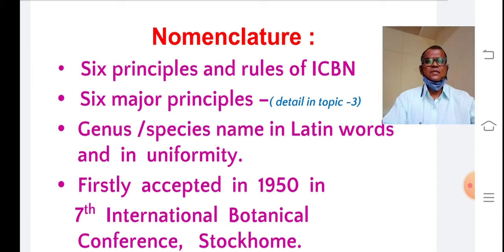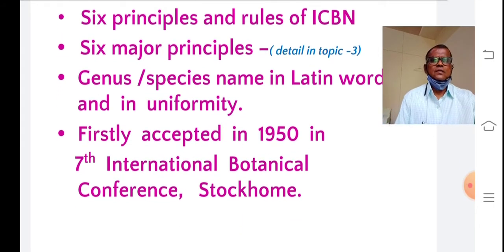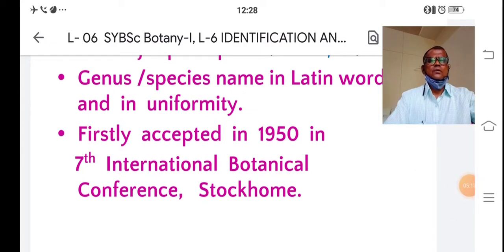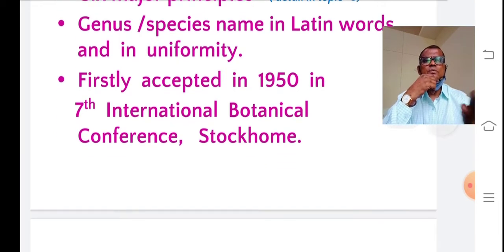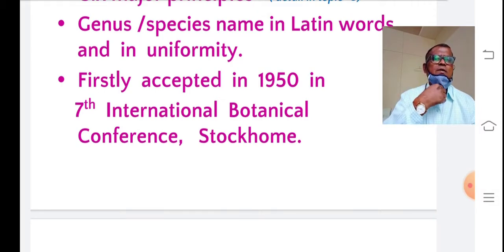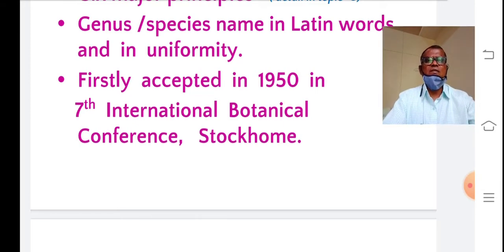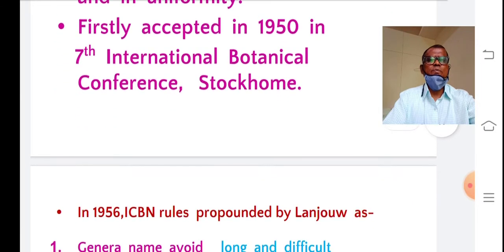Secondly, firstly it was accepted in 1950 in the 7th International Botanical Conference, Stockholm. After that, all scientists from the world get together in the form of an international conference, and all decisions are taken in this conference after discussions, and therefore there is uniformity in the names.